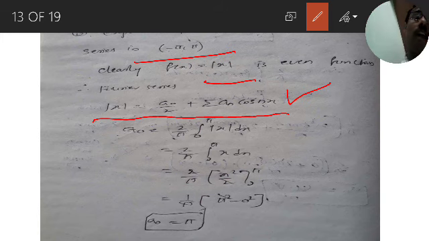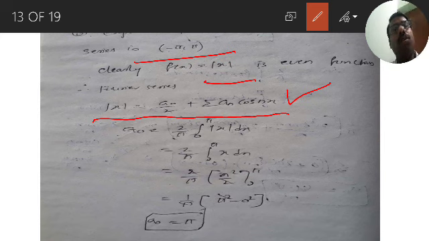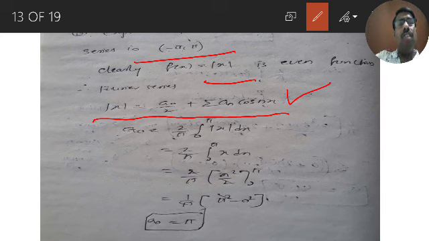So first of all, a naught. What is the formula of a naught? A naught is equal to 2 by pi integration 0 to pi f of x into dx. What is f of x? Mod x. So a naught is equal to 2 by pi integration 0 to pi mod x dx. Now coming to mod x. If x is positive, mod x is equal to x. And if x is negative, mod x is equal to minus x.